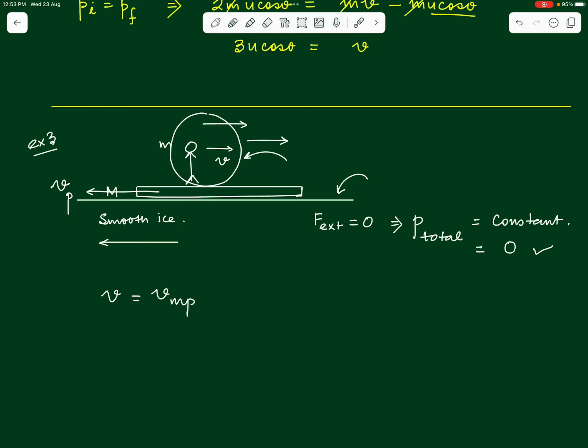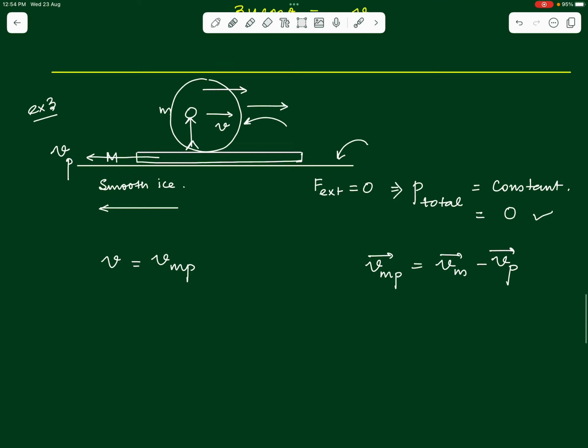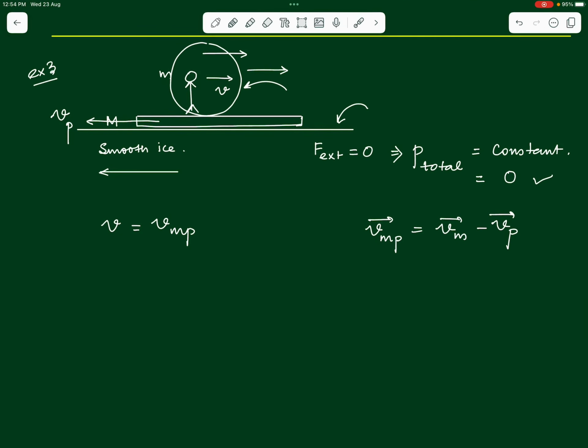V is the velocity of the man with respect to the platform, the relative velocity. So from here we first need to get the actual velocity of the man. How do we get that? We use the definition of relative velocity. We know that by definition, the velocity of man with respect to the platform should be the velocity of the man minus the velocity of the platform. This is a vector subtraction. From here, we can write the velocity of man is the velocity of man with respect to the platform plus the velocity of the platform. Vector addition.